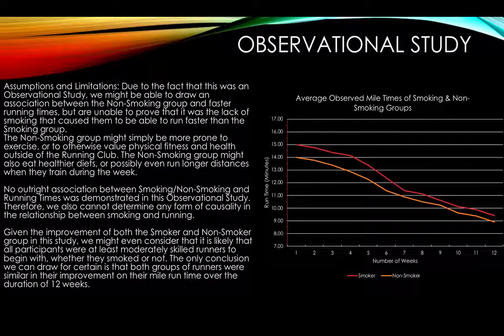So due to the fact that this is an observational study, we might be able to draw an association between the non-smoking group and faster running times. So you can see that they're pretty much consistently lower, but we can't prove that it was the lack of smoking that caused them to be able to run faster than those who were smoking.